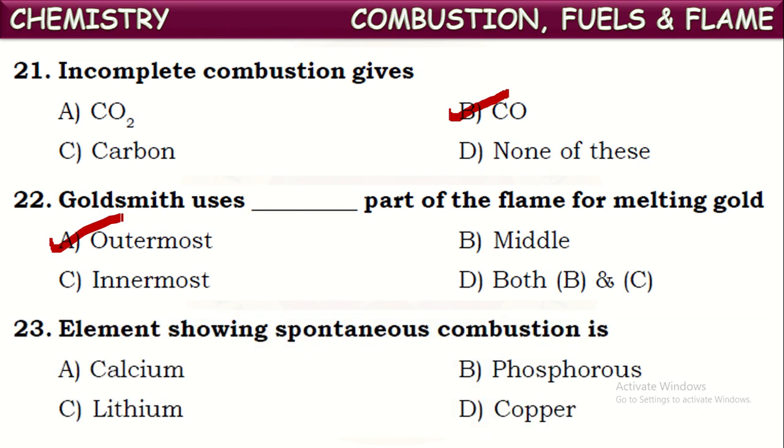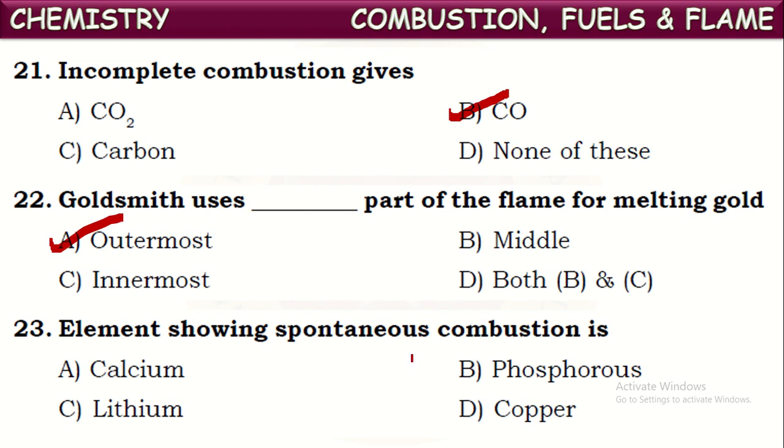Next one, element showing spontaneous combustion. Yes, we discussed certain chemicals. They undergo combustion on their own, without any outer application. They catch fire themselves when exposed to atmospheric air. That process is called spontaneous combustion. For example, sodium, potassium, phosphorus. When these elements are kept in atmospheric air, within a few minutes they catch fire. It means they start reacting with atmospheric oxygen without any outer application. They catch fire immediately. That process is called spontaneous combustion.